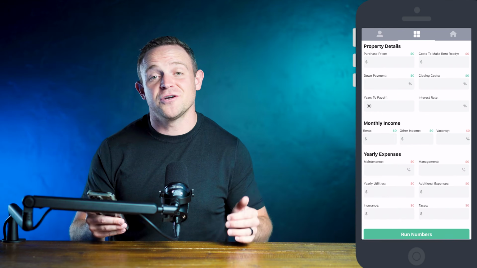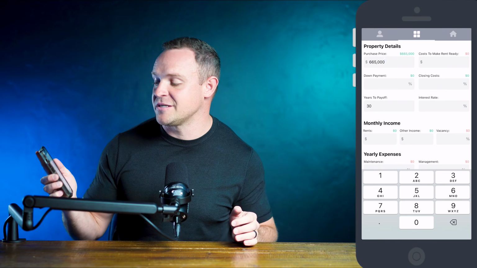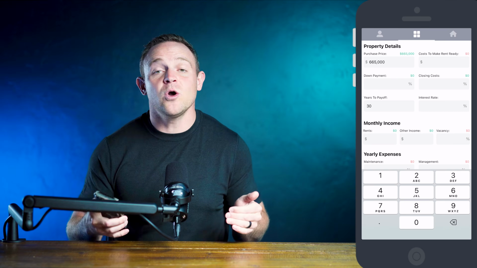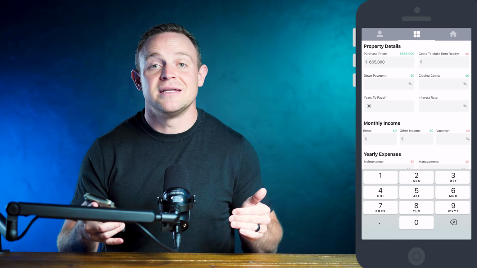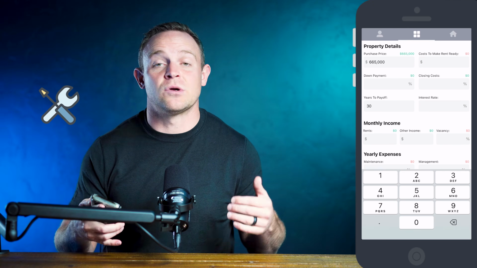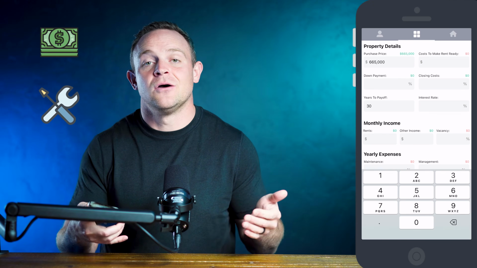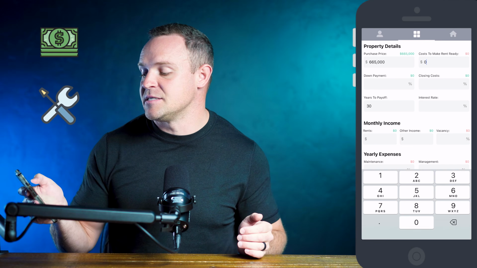So let's open up the CDS rental calculator. We're going to show you how to run the numbers. First off, you're going to plug in the purchase price, which is $665,000. You're then going to hop over to cost to make rent ready, and we're going to assume that this particular property, based on its description, doesn't need any fixing or additional money going into the deal. And if it ends up needing that money, we're going to ask for it in due diligence anyways, so we're going to say 0 money to make it rent ready.